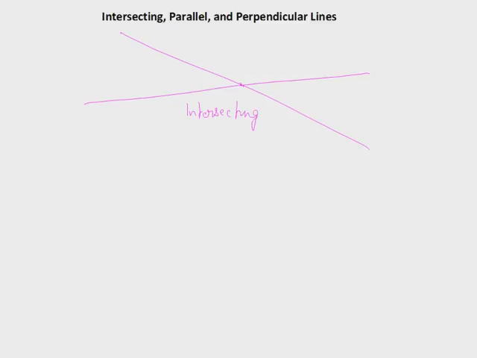But this doesn't always have to happen. I can have two lines that never touch each other. They move in the same direction forever and they never come closer or go far apart. Such lines are called parallel lines.